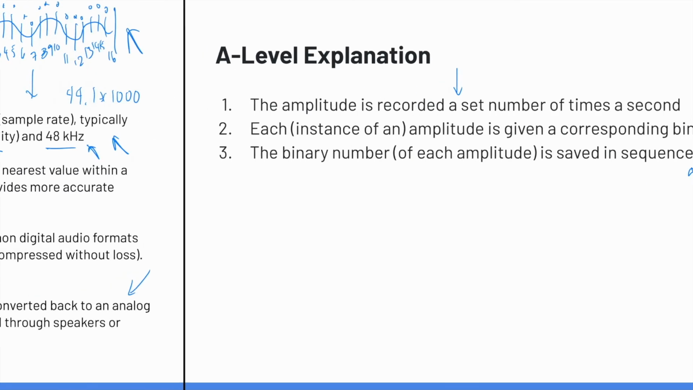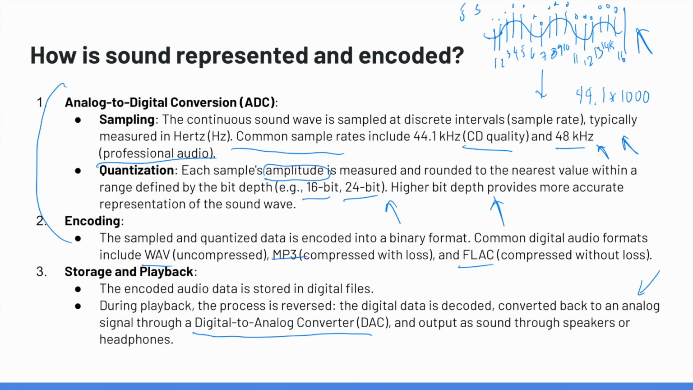So if we go back to our explanation right here, and for example, we have 16 samples per second, we're going to store the first sample, then the second sample, then the third sample, all in sequence. And together, it's going to allow us to make up the sound and actually output the sound that was initially recorded.